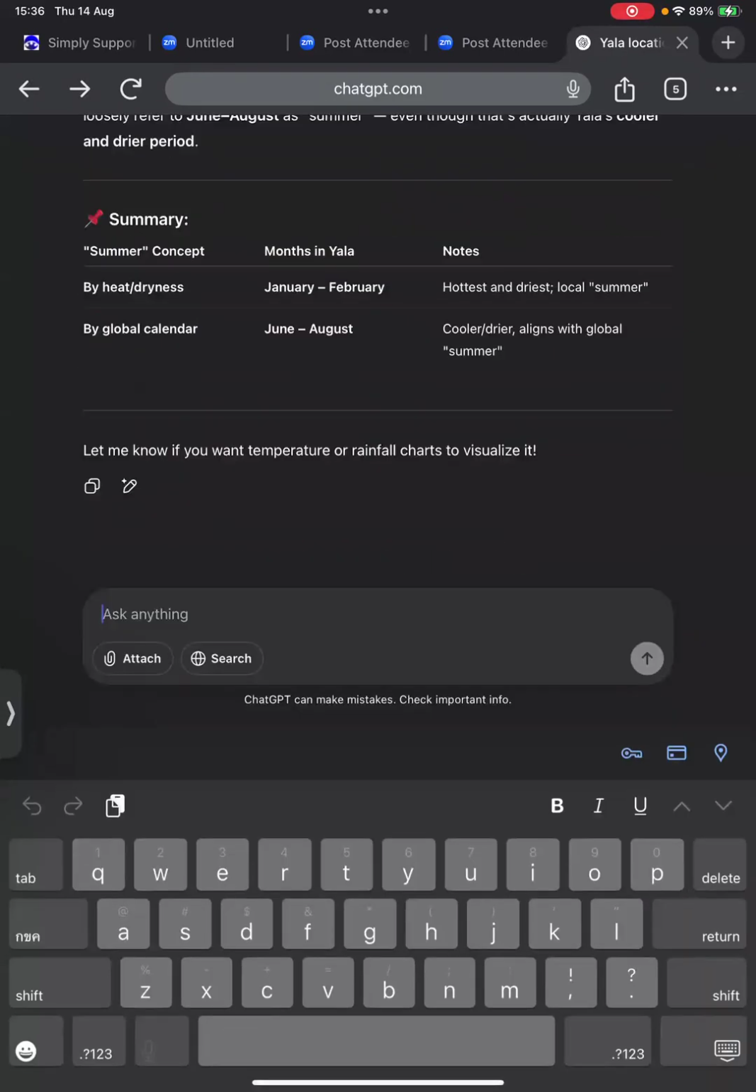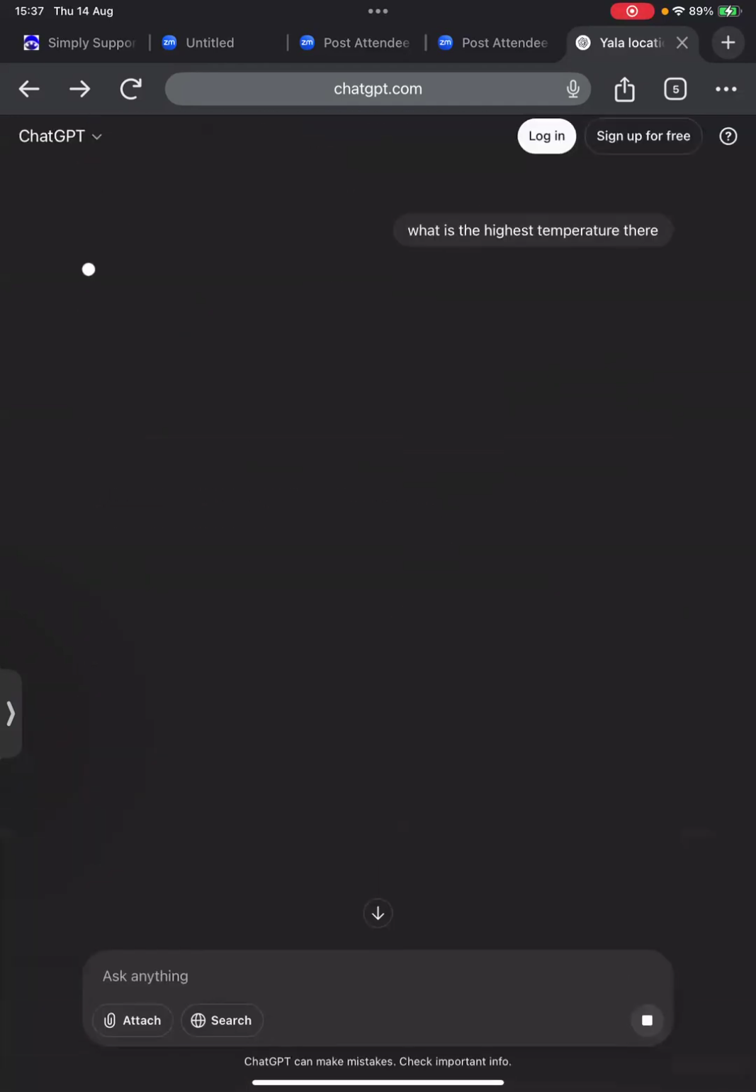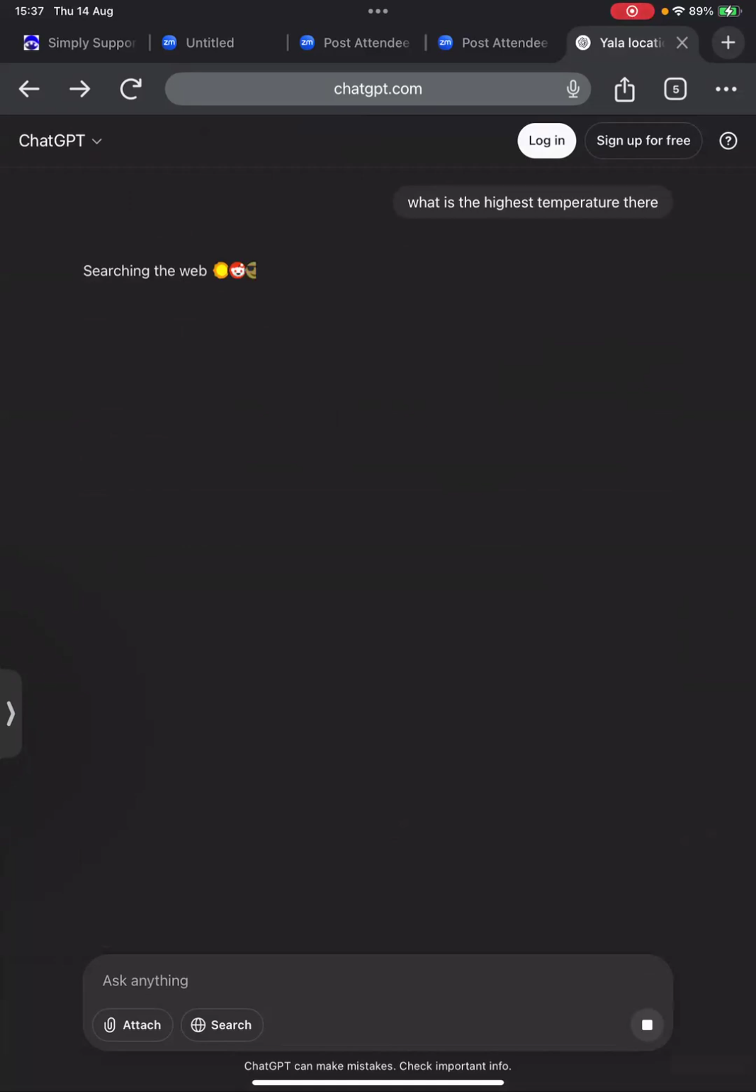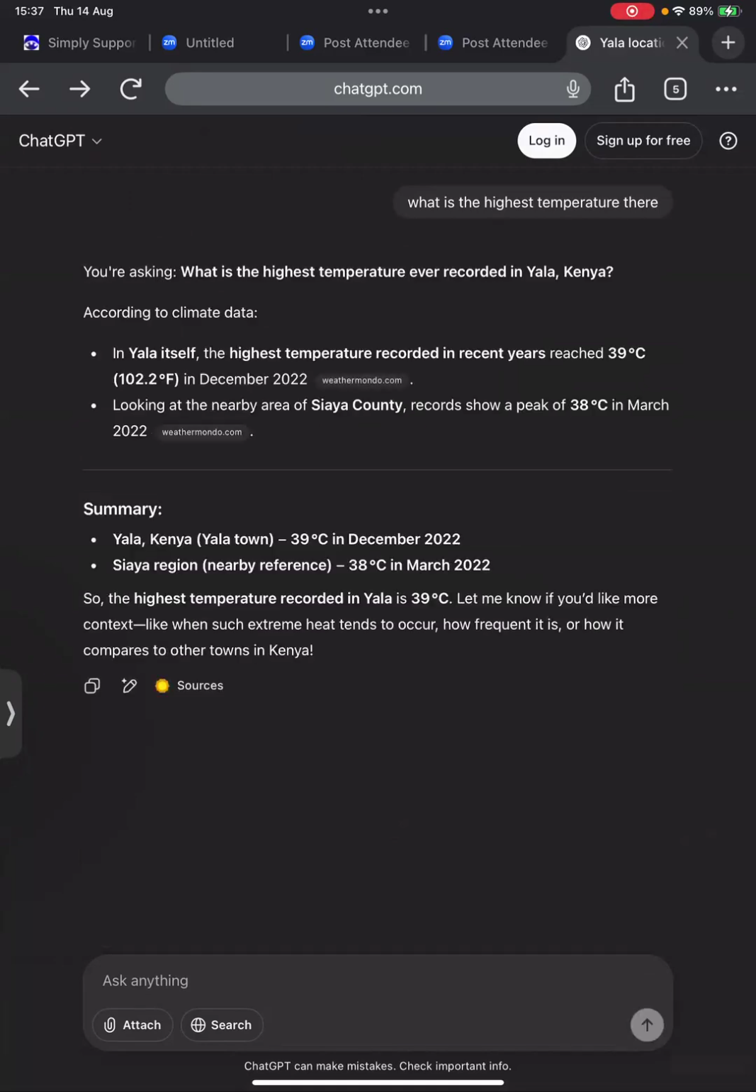So, what is the highest temperatures there? Okay. The highest temperatures recorded in recent years reached 39 degrees Celsius in December and 38. Hmm. Yeah, it's quite high.